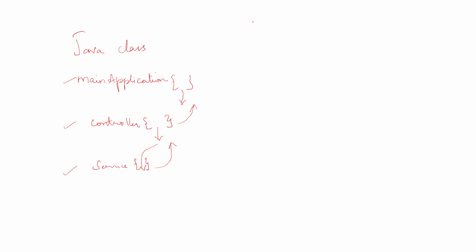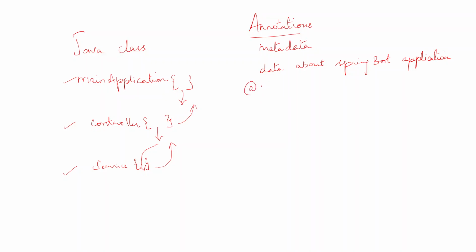Now to work with Spring Boot, we should know about annotations. The Spring Boot framework is based on annotations. An annotation is a metadata that gives data about the Spring Boot application. It has multiple annotations. An annotation starts with the at symbol.